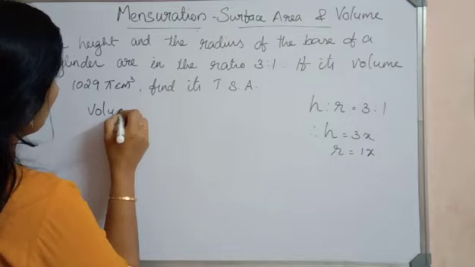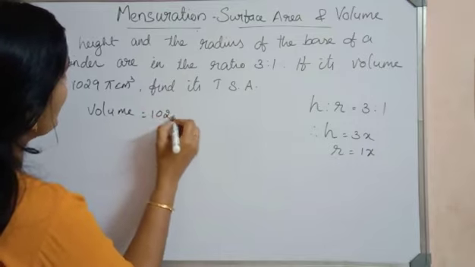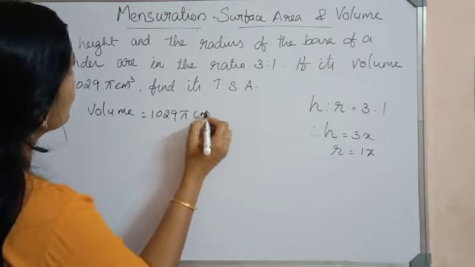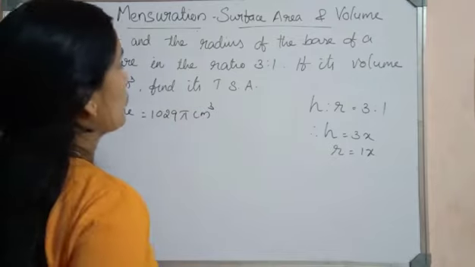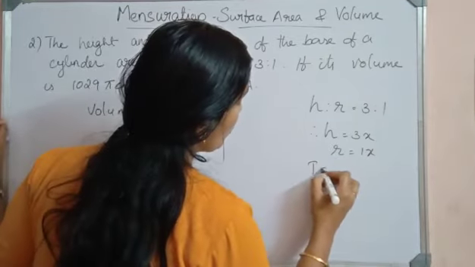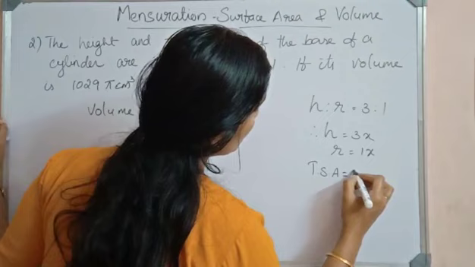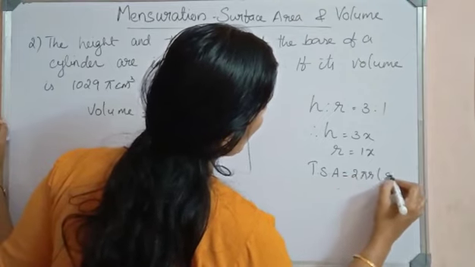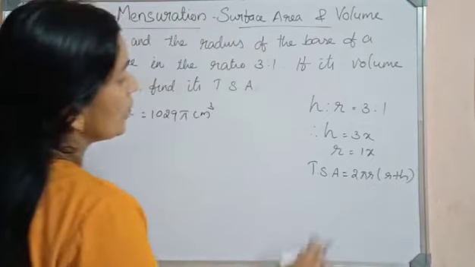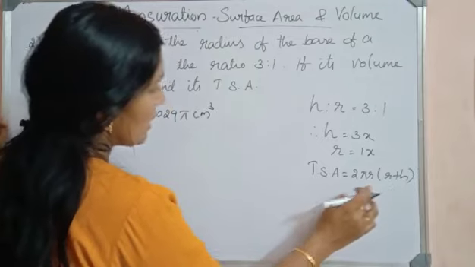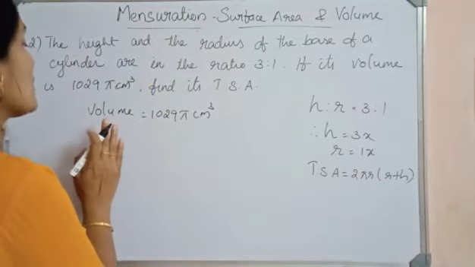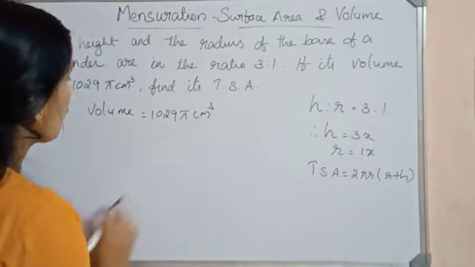Now it's given that its volume is 1029 pi centimeter cube. Find its total surface area. So the formula to find the total surface area is equal to 2 pi r into r plus h. We need to find the value of the radius as well as the height here. By using the volume, let's find those two values.